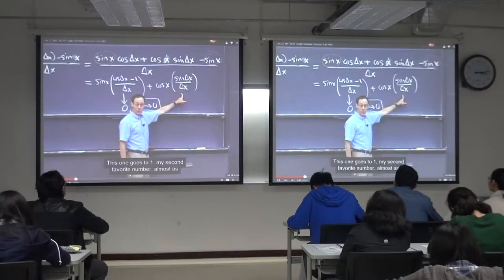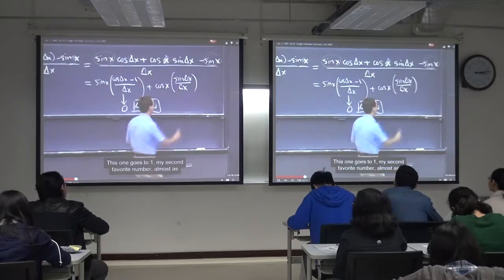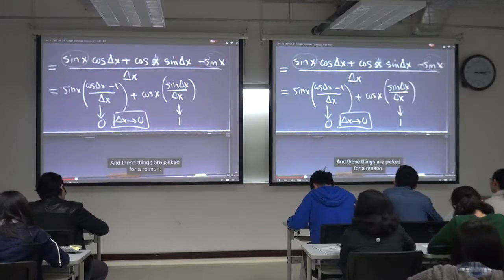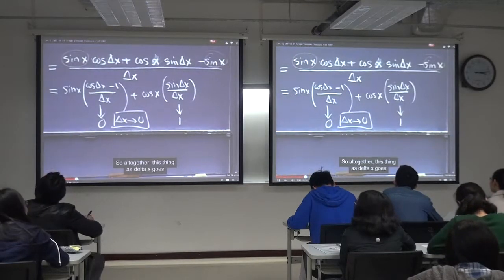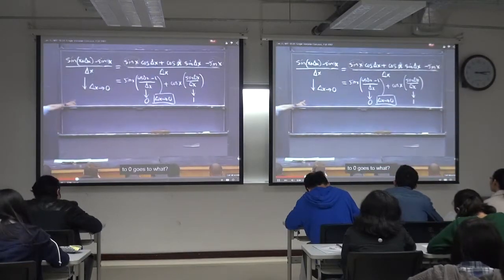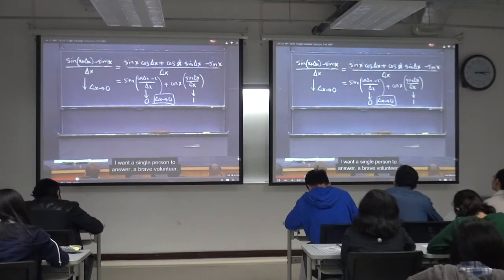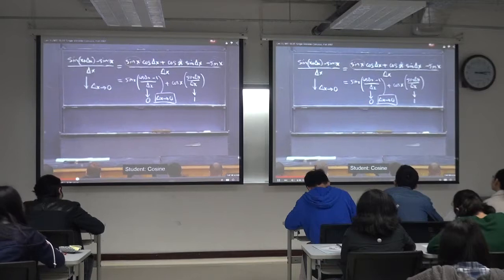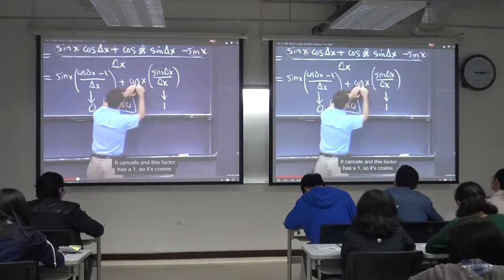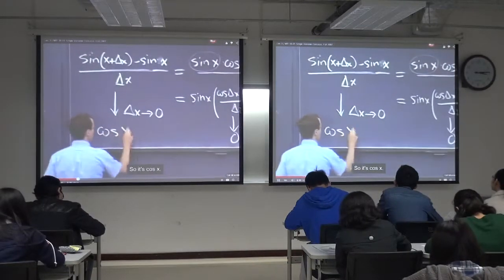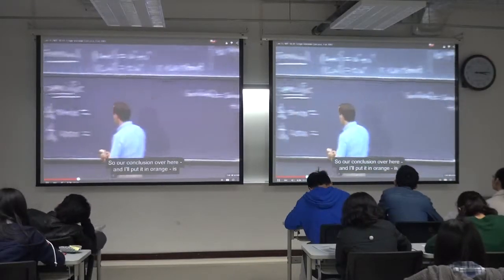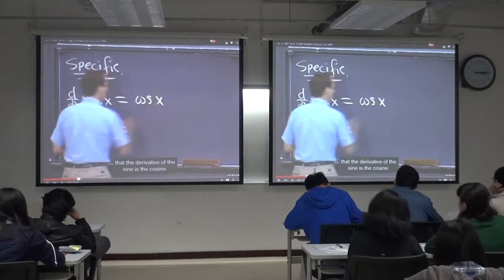Now how about this one? This one goes to 1. The second favorite number. Almost as easy to deal with as 0. And these things are picked for a reason. They're the simplest numbers to deal with. So altogether, this thing, as delta x goes to 0, goes to what? I want a single person. Cosine. Because this factor of 0 cancels, and this factor has a 1, but it's cosine. So it's cosine x. All right, so our conclusion over here, with orange, is that the derivative of the sine is the cosine.